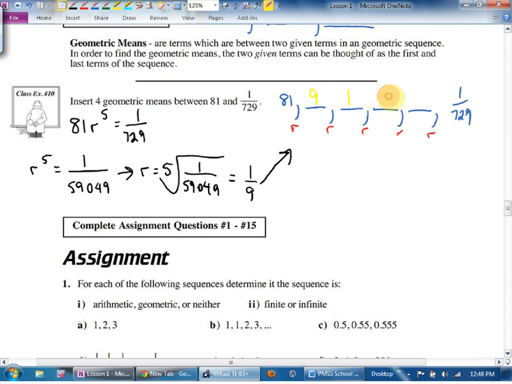Geometric sequences, where you're multiplying by a common ratio. First term a, r is the ratio, any term divided by the one in front of it, Amy. And n is the term number, the number of terms. T n is the actual term value.